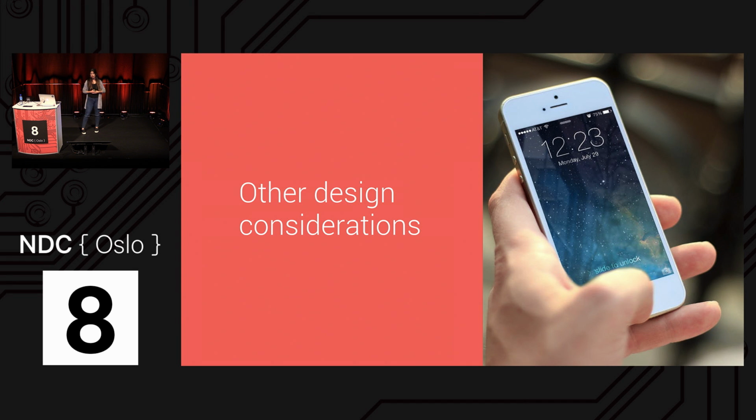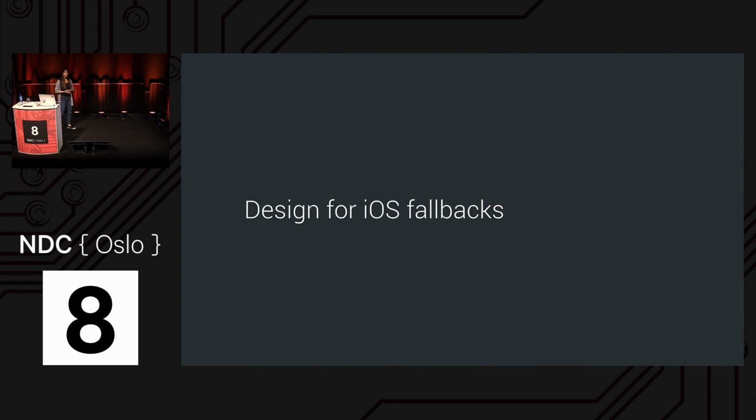So now I'm going to talk about some other design considerations to keep in mind. So first, iOS. We tend to forget or skip that because it's not really important. But we have to design for iOS fallbacks. So iOS doesn't fully support progressive web apps because it doesn't support service workers, push notifications, installation to home screen, and does not support manifest.json.